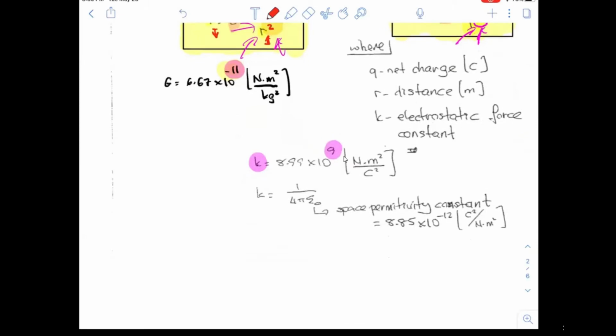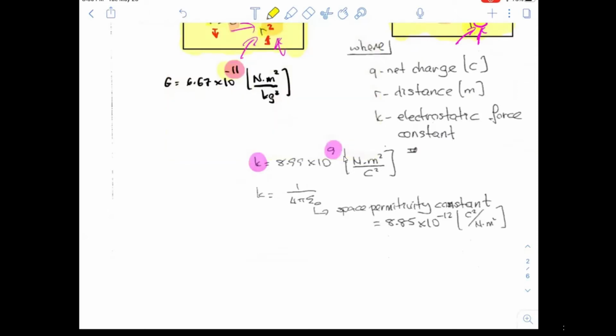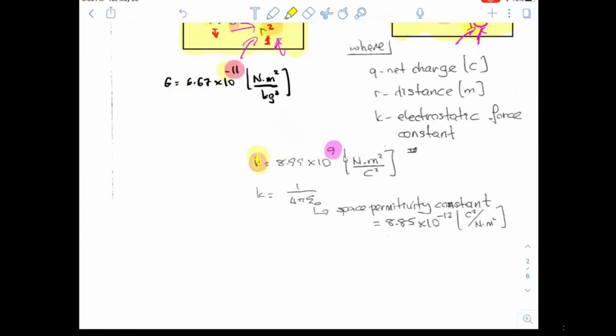One thing that I want you to know, and this is an important distinction which is going to come up time and time again, is the representation of the electrostatic constant. So K that we're looking at there can also be expressed in terms of a different constant.